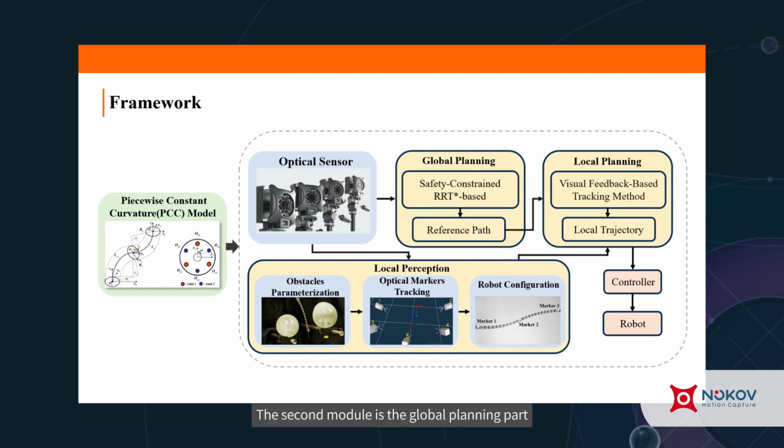The second module is the global planning part, which uses an algorithm based on the safety constraint RRT-star-based method to quickly generate the initial paths. This path takes into account the unique kinematics of the continuum robot and dynamic obstacle information. The planning process can ensure that the robot's body completes the obstacle avoidance during planning from a geometric perspective and safely enters the motion phase.